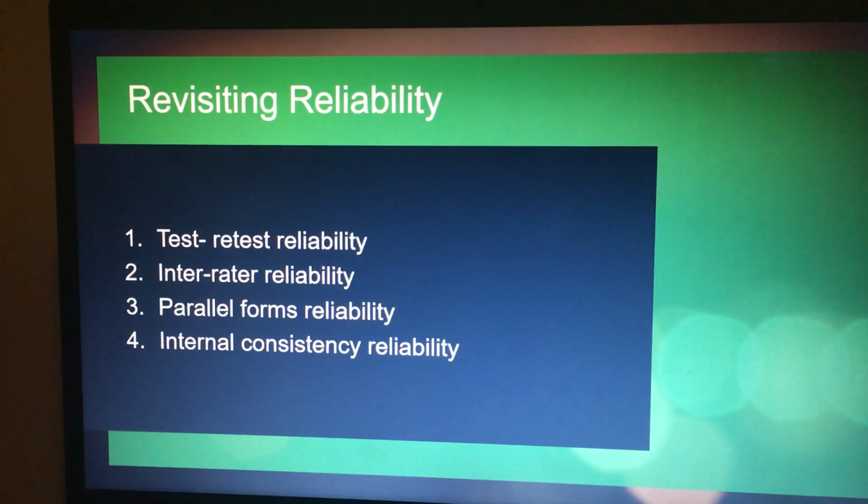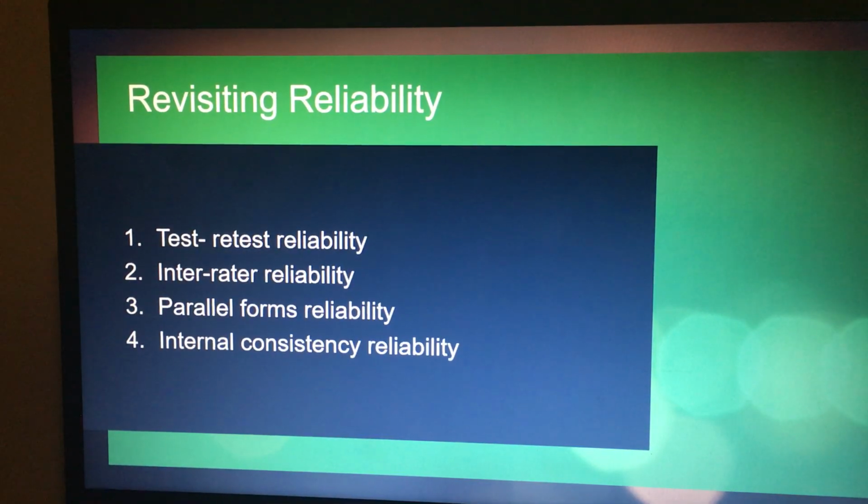So we were introduced to the concepts of reliability. Reliability is a measure of consistency. We saw 4 different types of reliability: test-retest, inter-rater, parallel forms, and internal consistency. There are numerous ways to address each type of reliability, but correlations are often used. So let's look at how correlations can be used with each type of reliability.